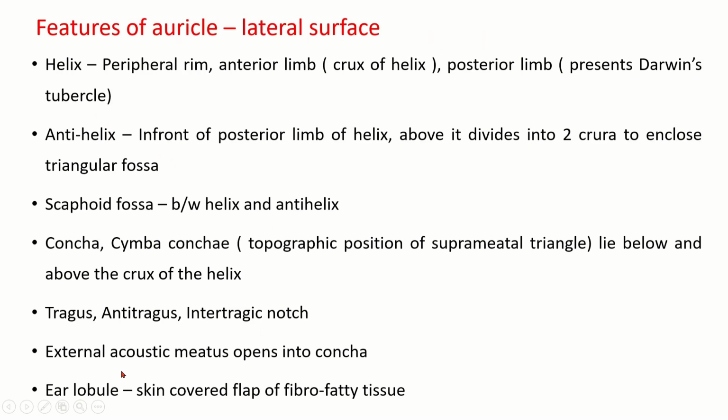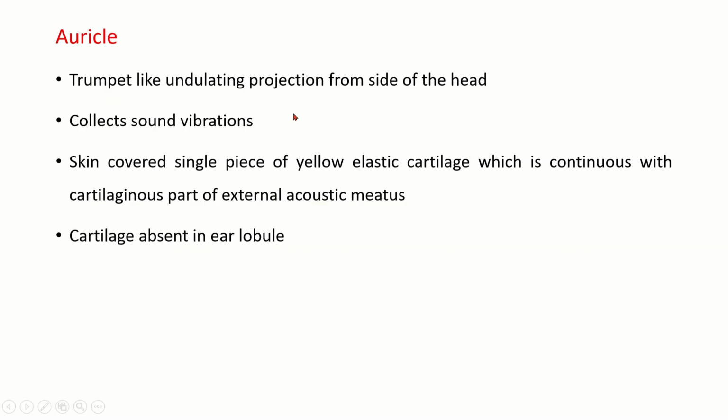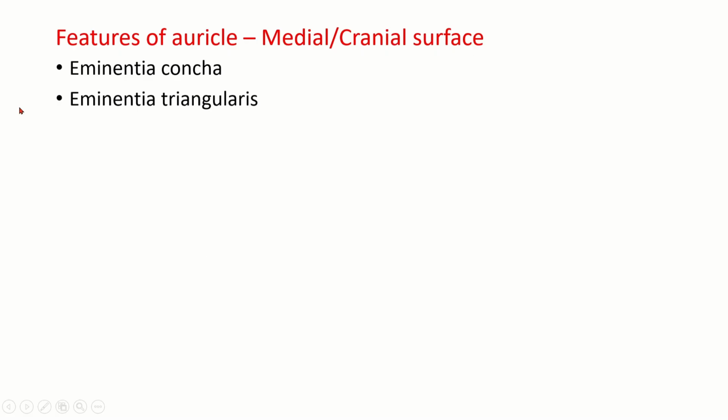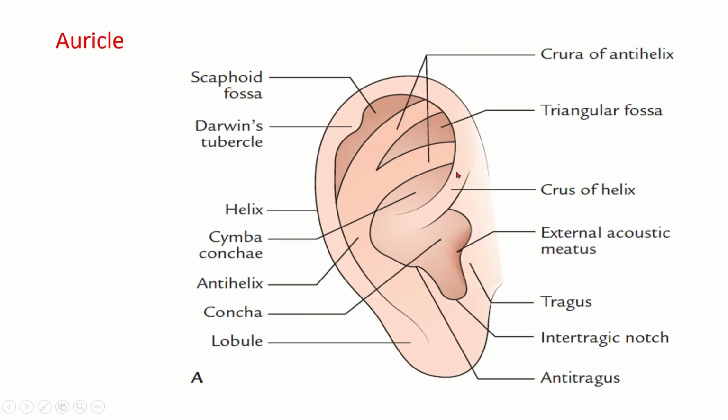So as you see, this concha is a depression on the lateral surface. So this will have an eminence on the cranial surface. That eminence is called the eminentia concha, and the triangular fossa will have the eminentia triangularis. So whatever depression we see on the lateral surface will have an eminence on the cranial surface of the auricle. This is the lateral surface that we are seeing, the other side will be the cranial surface.